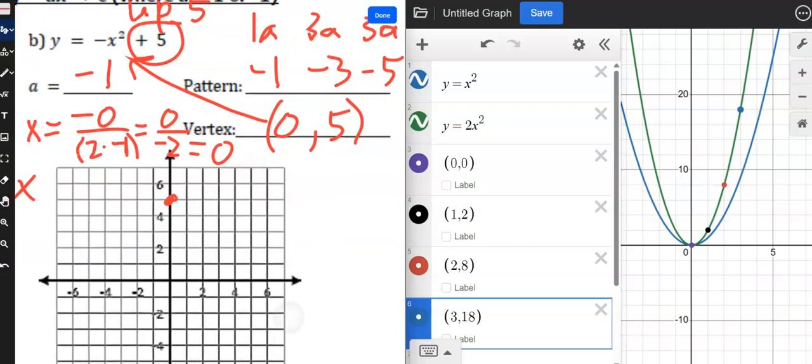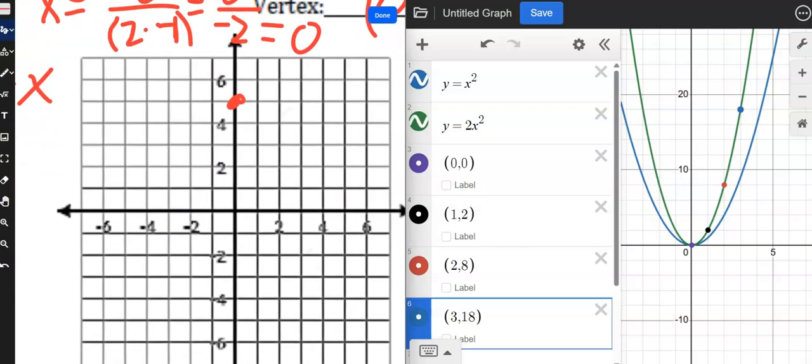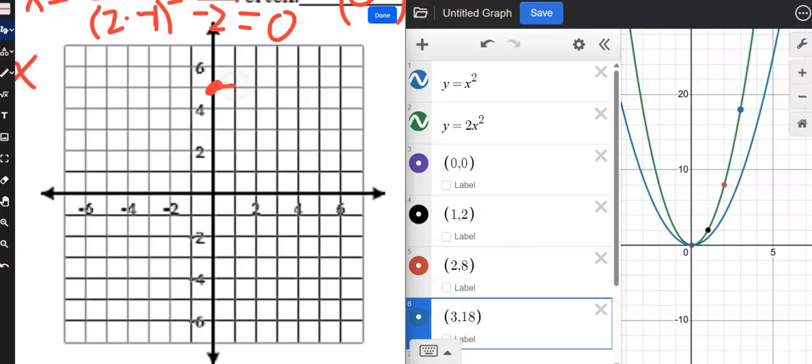And now we can use our pattern, our -1, -3, -5. So over 1, down 1. Over 1, down 3. Over 1, down 5. And then you just want to duplicate it to the other side, and draw your shape. That's what it looks like.